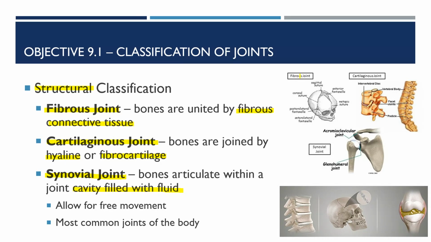So the fibrous joints would be like the ones in your skull. A cartilaginous joint would be like the ones in between your vertebra or the ones that attach your ribs to your sternum. You also have many synovial joints, and that's going to be like your knees and your arms, pretty much your appendages, okay? A lot of your appendages are going to have synovial joints.